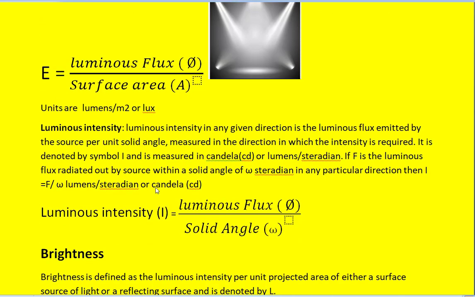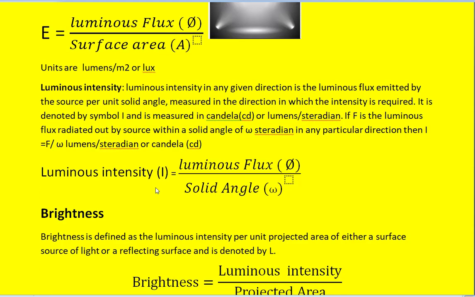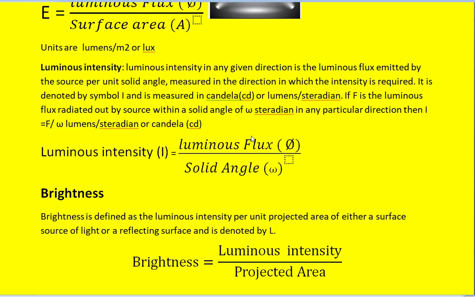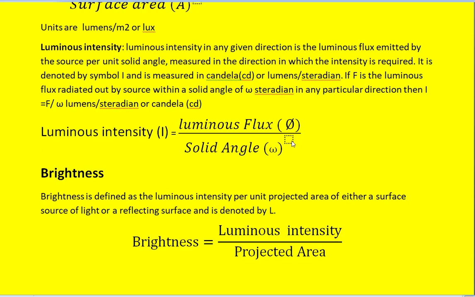Next, coming to the luminous intensity, it is nothing but the luminous flux received per unit solid angle, and its units are lumens per steradian, or simply we call that as candela, or simply we represent with CD. And the symbol for the luminous intensity is capital I.